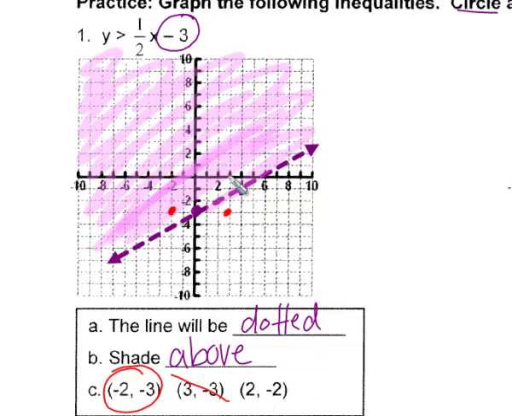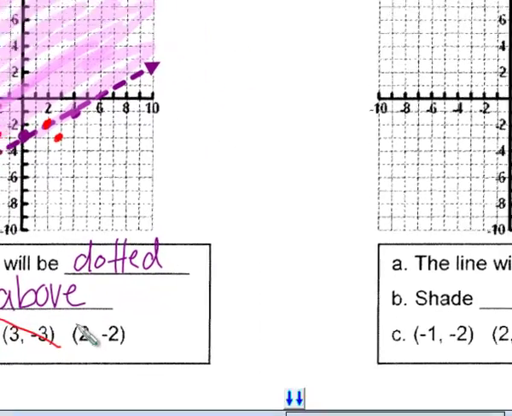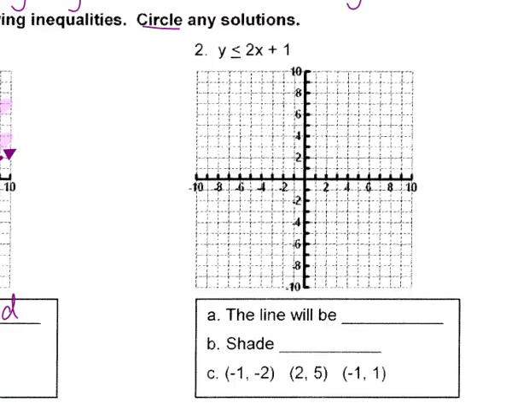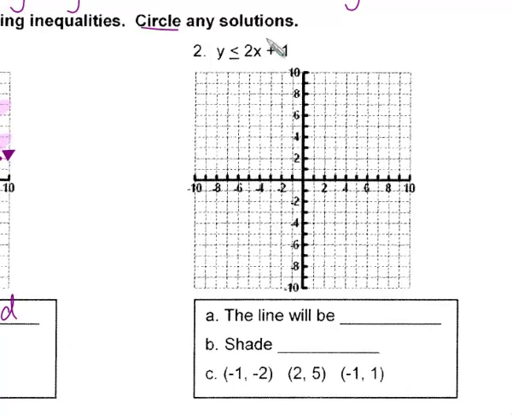Let's check out 2, -2. 2, -2. This one is right on the line. Whenever we have an inequality and it says greater than, or if it says less than, then it cannot be on the line. So this 2, -2 is not a solution. Alright, we're going to move on to number 2 over here.